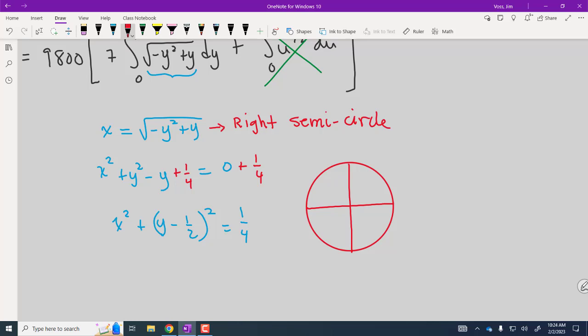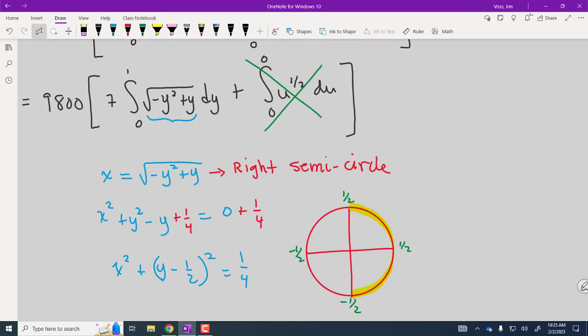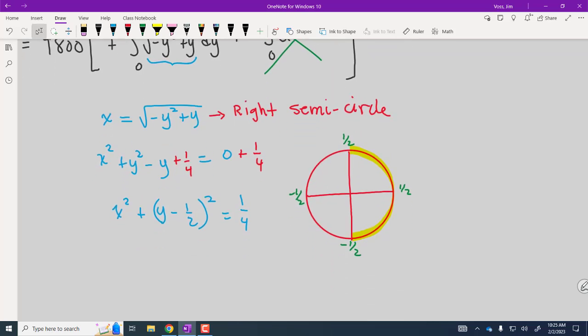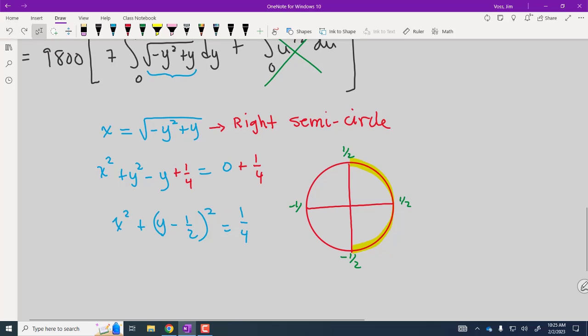So what portion of this? This is the right half of the semicircle. This would be negative 1/2 down here. This would be positive 1/2 right there. There's x equals 1/2. There's x equals negative 1/2. If the x values are going, oh, I didn't, so let me just make the coordinate system look better. That was terrible.